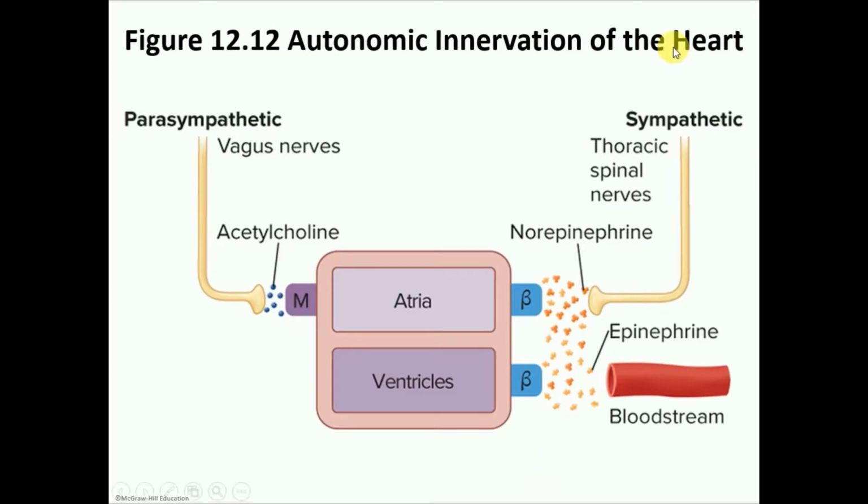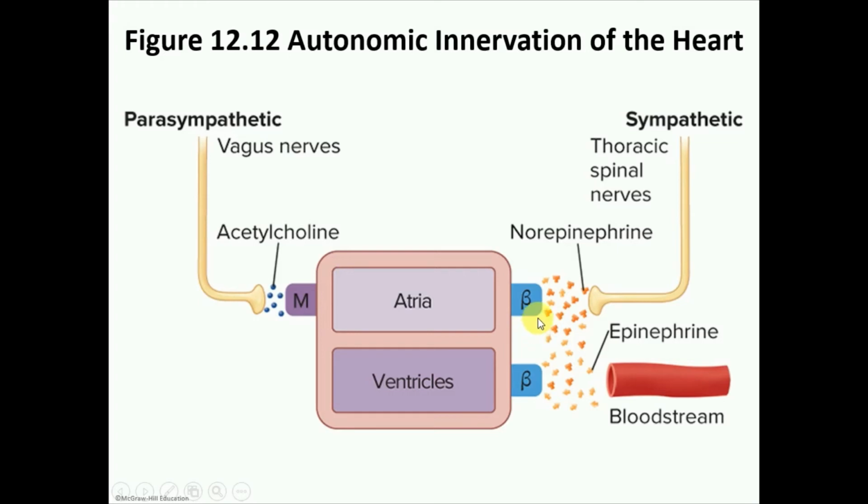We'll see here the sympathetic nervous system on this end, while the parasympathetic nervous system is on this end. And this represents the heart, atria on top and the ventricles on the bottom. So for the sympathetic, you see here that we've got beta adrenergic receptors both on the atria and in the ventricles. They would respond to the norepinephrine coming from the sympathetic nerve fibers, and the epinephrine that comes from the adrenal medulla through the bloodstream. So these beta adrenergic receptors respond to both of them.